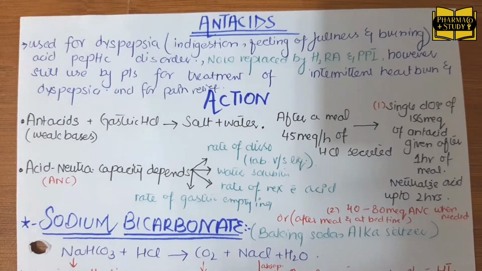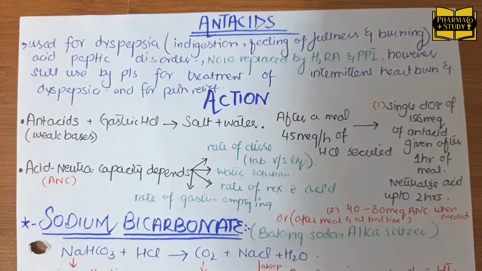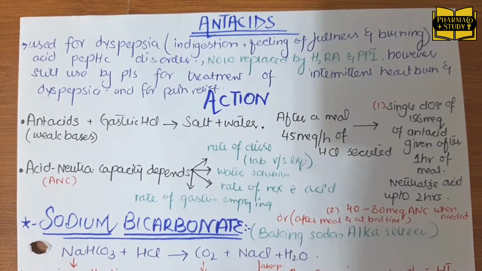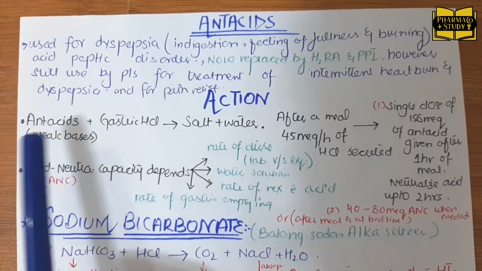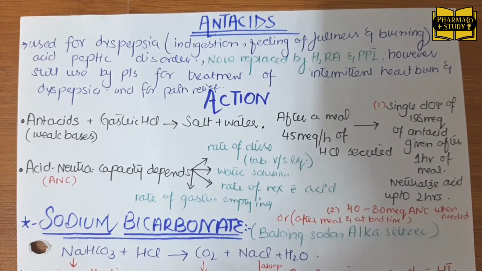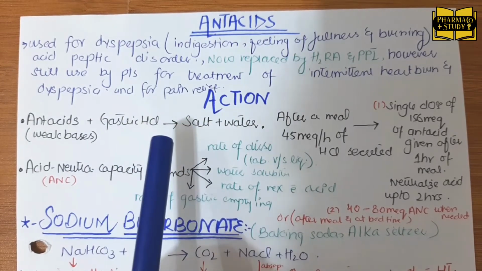So what is the action of the antacid? The most important thing about the antacid is that they have a basic nature. They are alkaline in nature. These are weak bases, and the gastric acid is acidic in nature, as the name indicates. So acid and base interact, and we all know that when acid and base interact, it leads to a reaction that forms salt and water. So this is the main mechanism of the antacid.